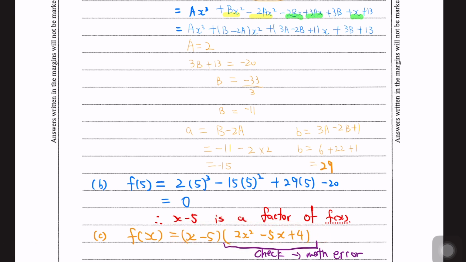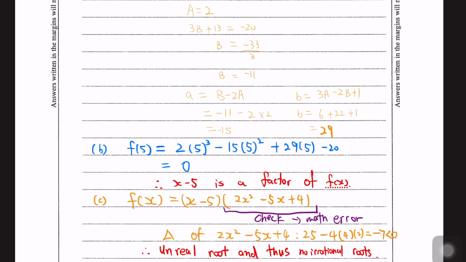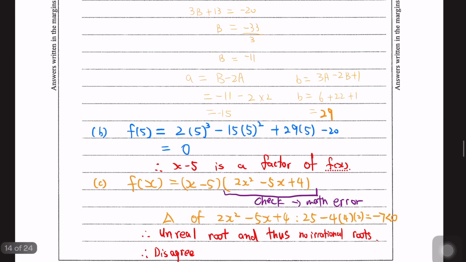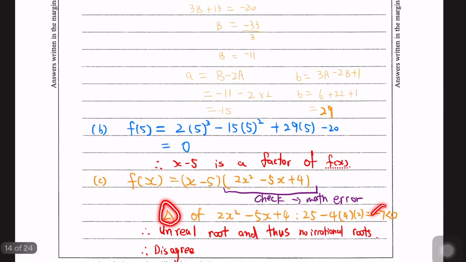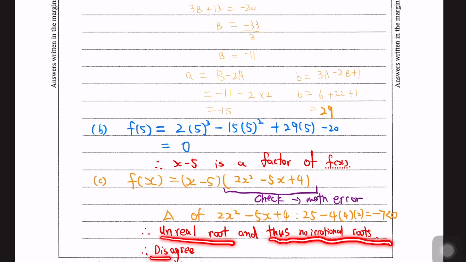Okay, so when we have the quadratic equation here, we always need to check if it gives real roots or unreal roots. So now showing that math error, it means that the discriminant should be smaller than 0. When we have unreal answers, it means that they won't be rational or irrational, because rational or irrational numbers must be real first, okay? So we check the discriminant is smaller than 0, so we say the roots are unreal, and thus no irrational roots. So we disagree with the claim.